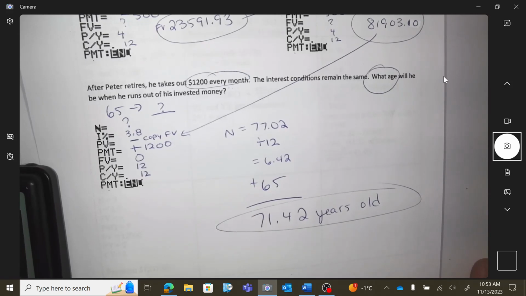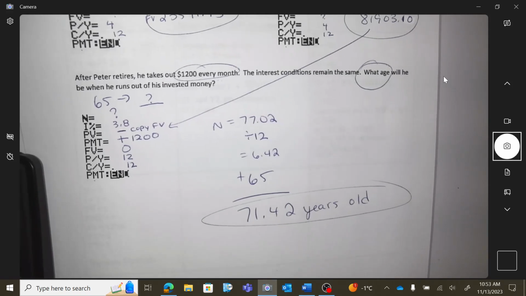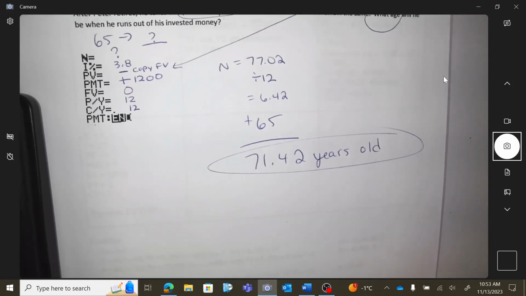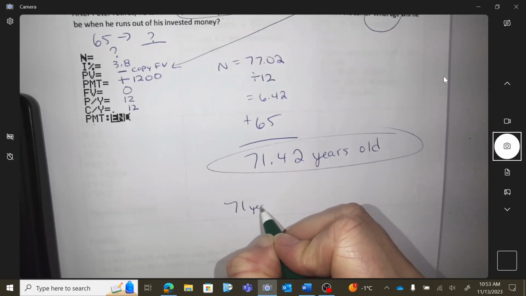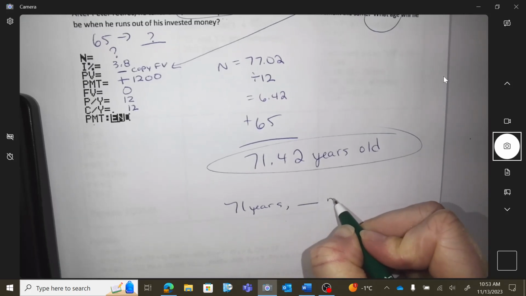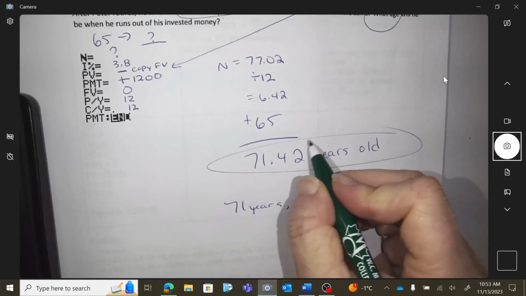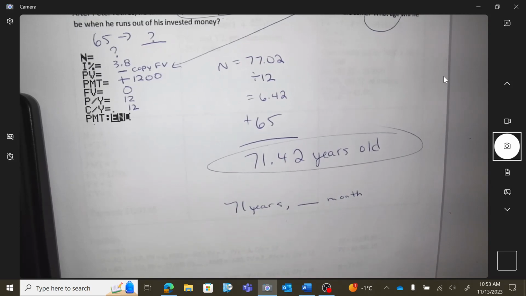Okay. I'm not sure how I ask you to answer this. What if it would be 71.42 or 71-year-old? What if I asked you to tell me years, comma, months old? What are you doing? 71 years, comma, how many months? What do you do to make decimals into months old? If you're 0.42 years old, how many months are you? What would you do?